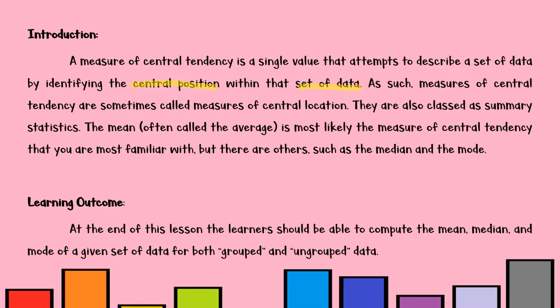The mean, or we often call it the average, is most likely the measure of central tendency that you are most familiar with, but there are others, such as the median and the mode. So at the end of these lessons, I hope you will be able to compute the mean, the median, and the mode of a given set of data for both grouped and ungrouped data.